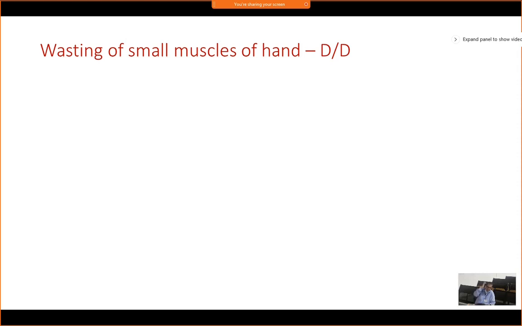Here what will happen, there will be associated sensory deficit, and it's a typically lower motor type of variant, and on an MRI or an X-ray you will find that the median nerve is compressed. You release the compression, there is almost full recovery. Another important neuropathy is leprosy. People with leprosy may come with wasting of the small muscles of the hand.